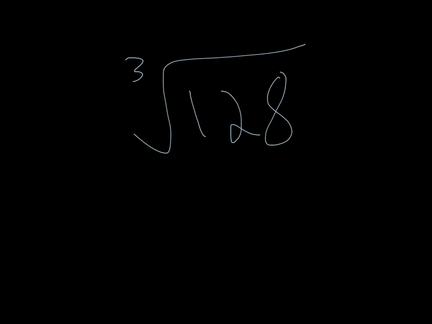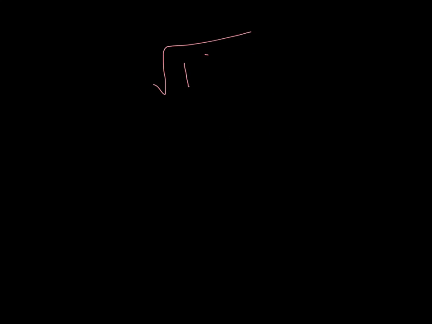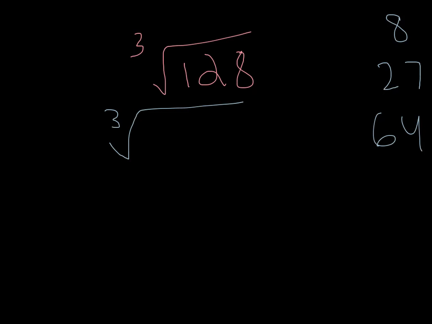And here's our curveball. Cube root of 128. It looks hard, but don't get scared. First, we're going to try and factor out some cubed numbers, like 8, 27, and 64. By doing this, we found out that the cube root of 128 is equal to the cube root of 8 times 16.